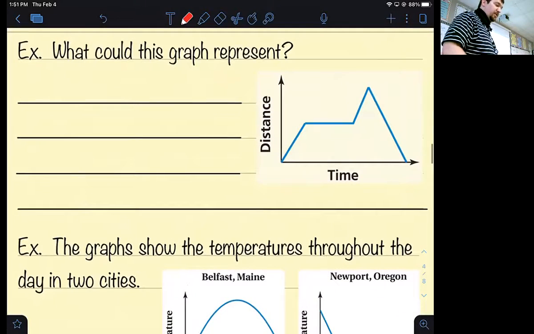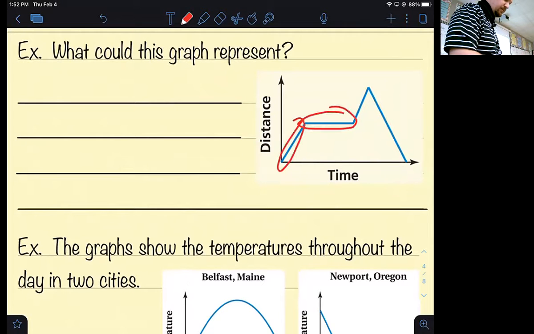All right, next one. Next one says, what could this graph represent? I'm going to give you 2 minutes, and I want you to write down or type whatever you want to do, a story. Any story you want that has to have 4 parts to the story.